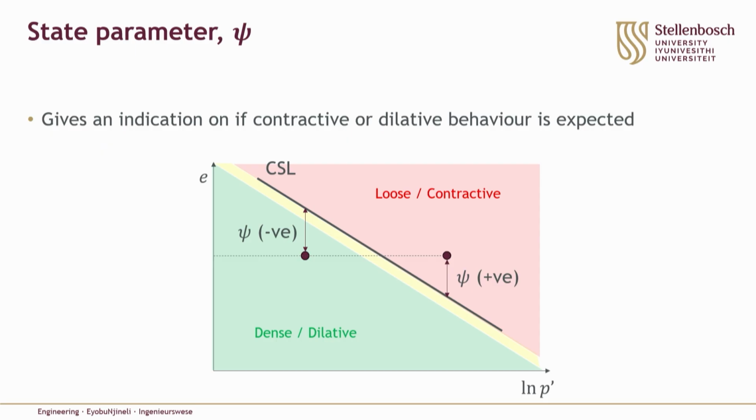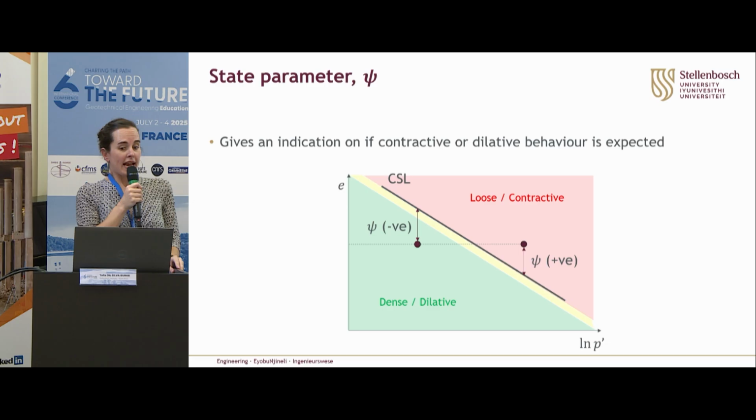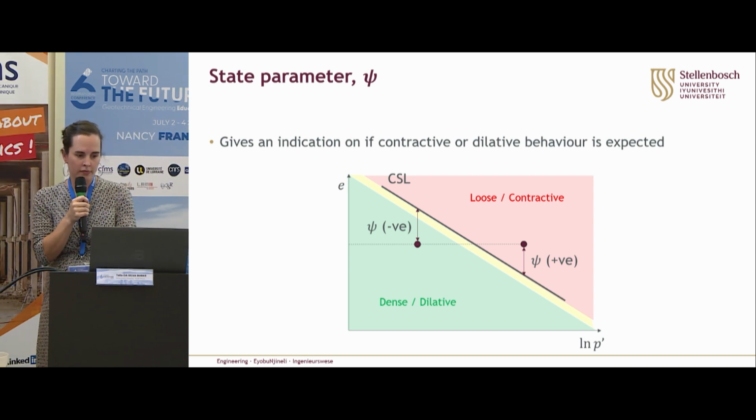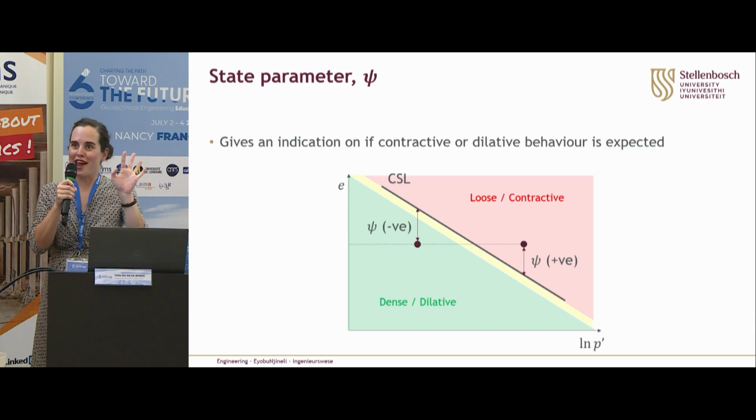And the reason that this is important in our local context and the tailings applications is that a positive state parameter is indicative of a loose or contractive material where you are potentially likely to get an undrained static liquefaction failure. And a negative parameter is a dense or dilative material, which we're happy with. It's going to behave drained.